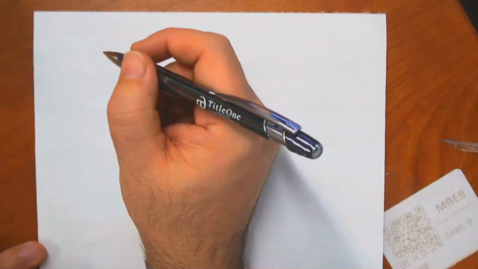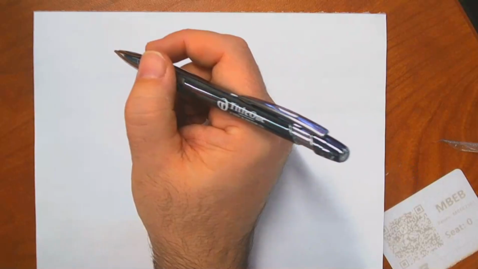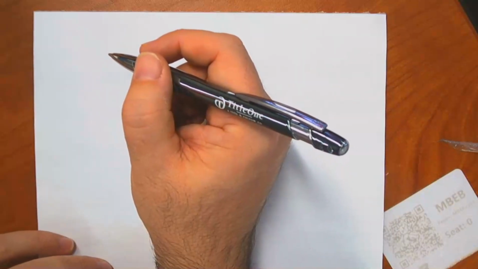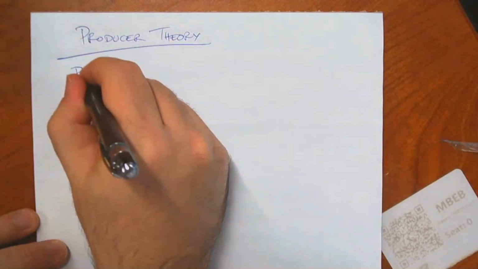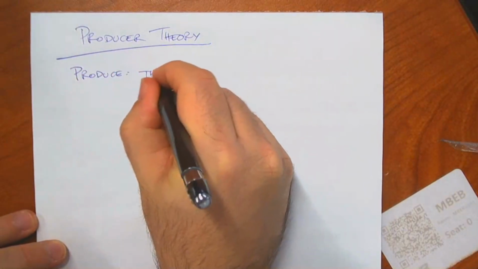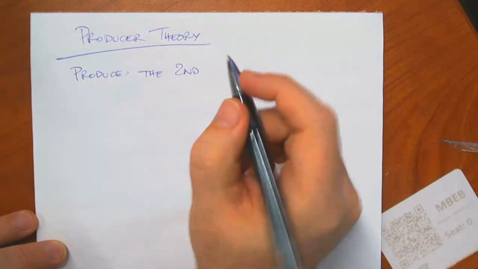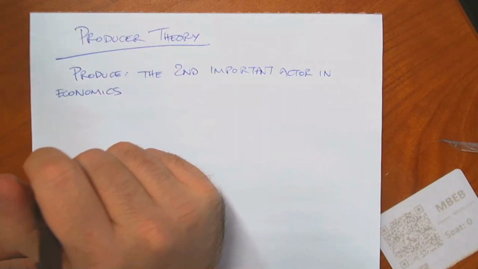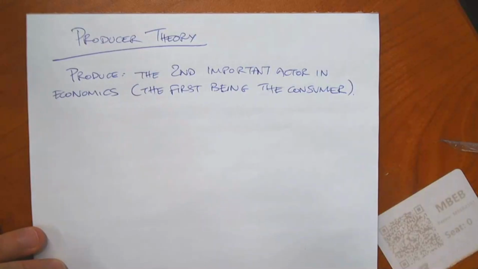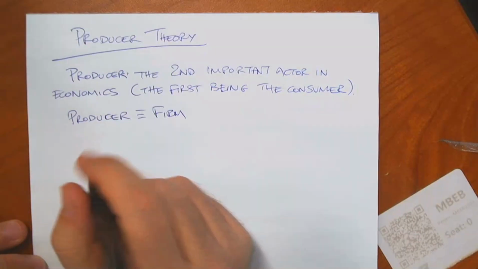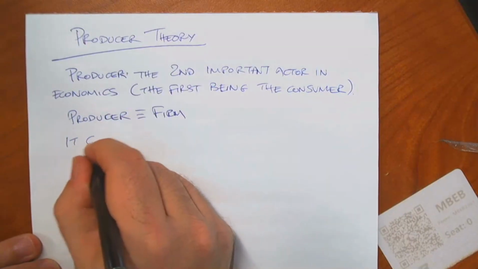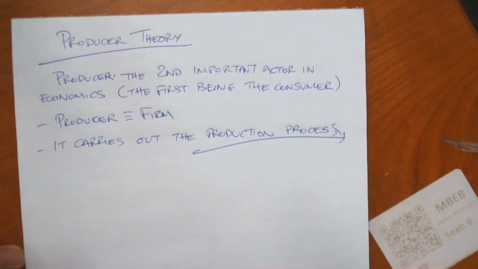So let's start with some discussion. This section in microeconomics is called producer theory, in the same way that in the first half of microeconomics you were talking about consumer theory. So here we're in the space of producer theory. So who is the producer? Here, I would say the second important actor in economics, the first being the consumer, right? We're going to call the producer here a firm for our analysis. It carries out a production process transforming inputs into outputs.